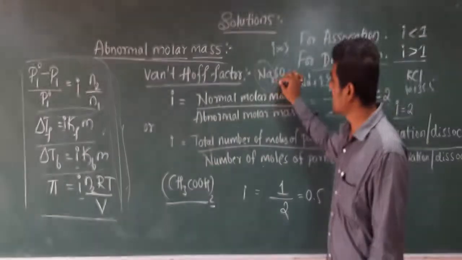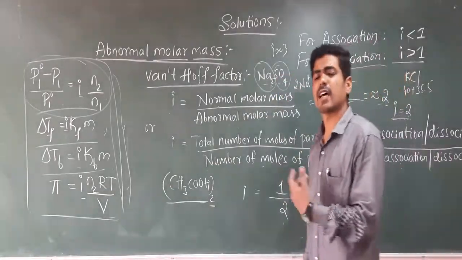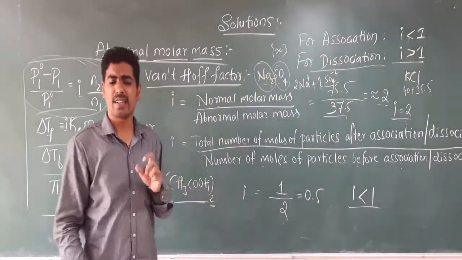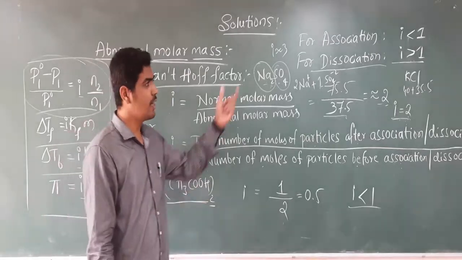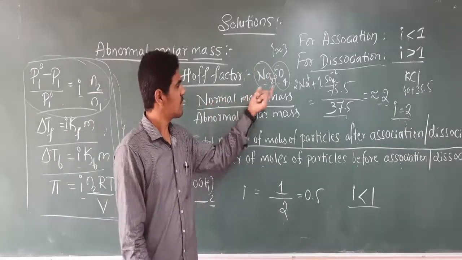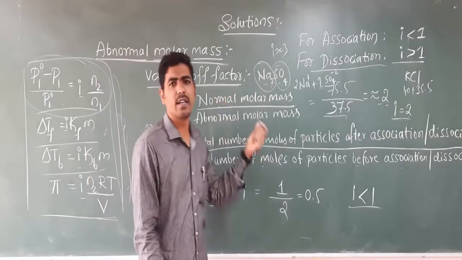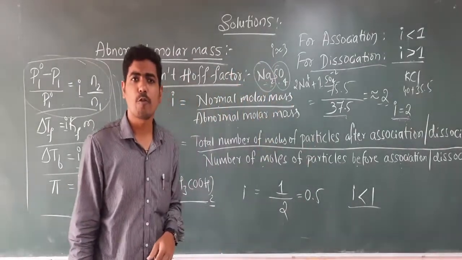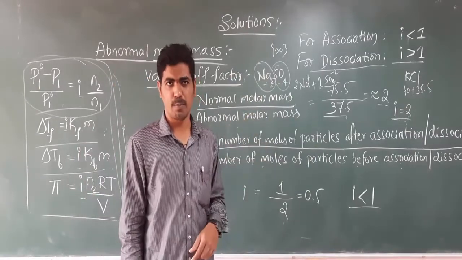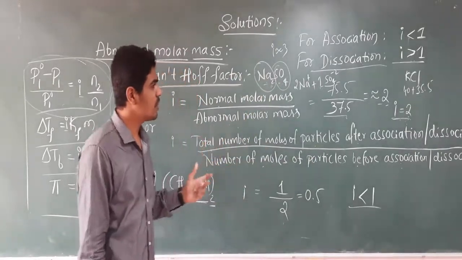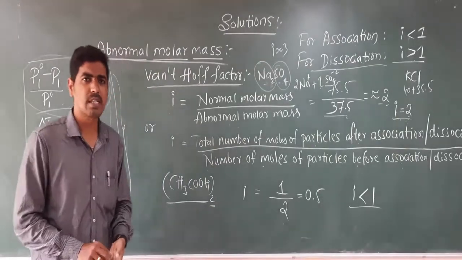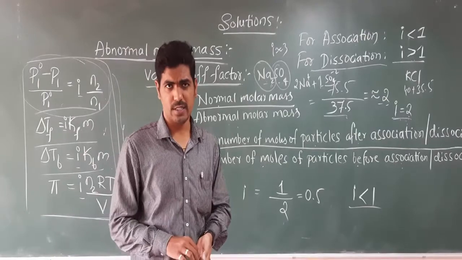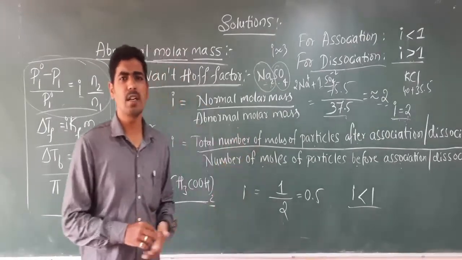By using the number of particles which are formed after dissociation, you can get the approximate value of i. So this is also one way to find the value of i, simply by observing the molecular formula of an ionic compound. So this is all about the abnormal molar mass and all about the chapter solutions. This completes the chapter solutions.